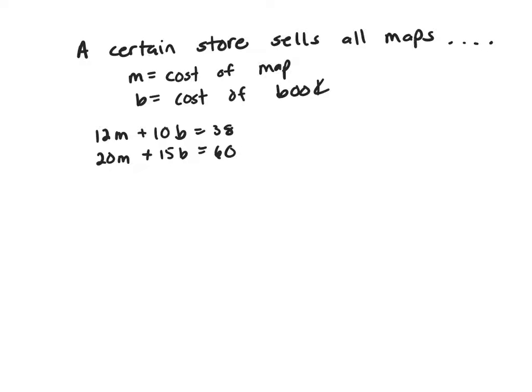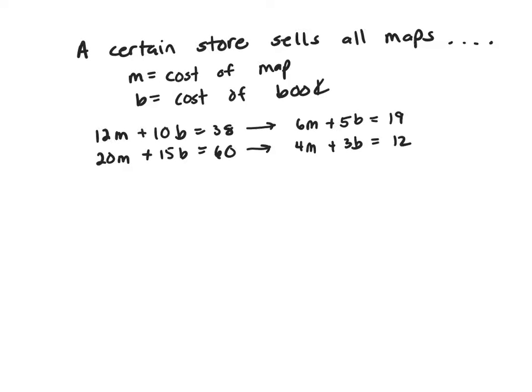Well, the first thing I want to do is, this is called a system of equations. Not that that matters for the test, but I've got two equations and two unknowns, the same two unknowns, so I can solve this, and I'm going to solve it by eliminating a variable. But first I want to make my coefficients smaller. I can take this first equation, divide everything by 2, and that will give me 6m plus 5b equals 19. And I can divide this one by 5, and that's 4m plus 3b equals 12.